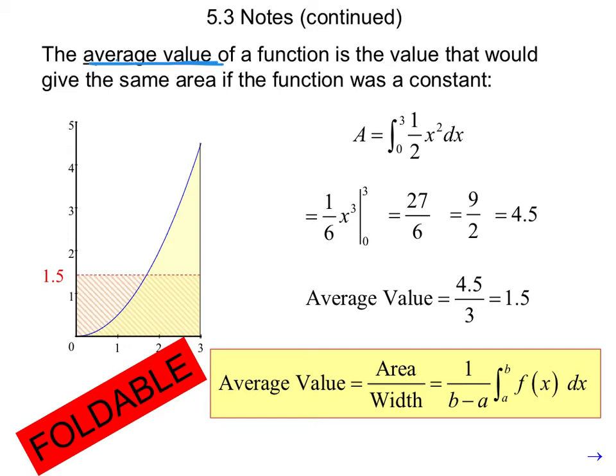So if I've got a function, in this case y equals 1/2 x squared, and I'm on the interval from 0 to 3, it has a certain amount of area underneath it, that yellow area that you're seeing in this graph. Well, I would like to know how tall to make a rectangle so it also has the same amount of area. Average value is sometimes called the average height.